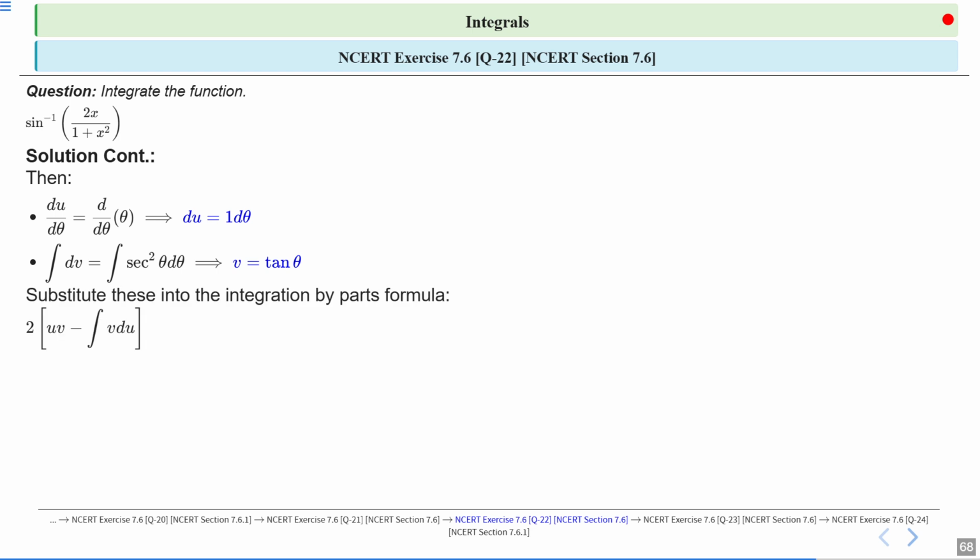Differentiate u with respect to theta to get du. So du is equal to 1 d theta, and to get the value of v, we integrate sec square theta with respect to theta, and we get v is equal to tan theta. Now substitute this into the integration by parts formula. We get 2 into theta tan theta minus the integration of tan theta d theta. So now we have to find the integration of tan theta.